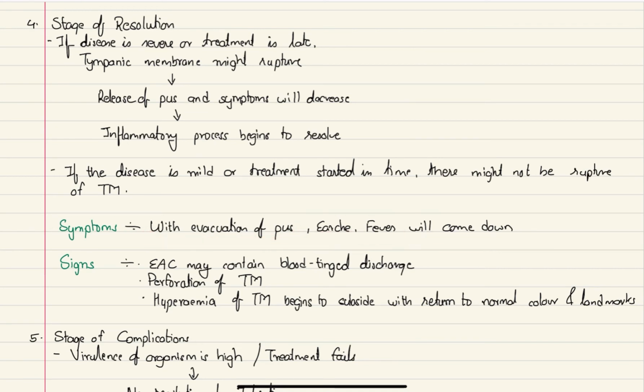In signs, the external auditory canal may contain blood-tinged discharge from the middle ear cavity after the perforation of tympanic membrane. And we can also see perforation of tympanic membrane. Hyperemia of tympanic membrane begins to subside with return to normal color, and also the landmarks can be seen.